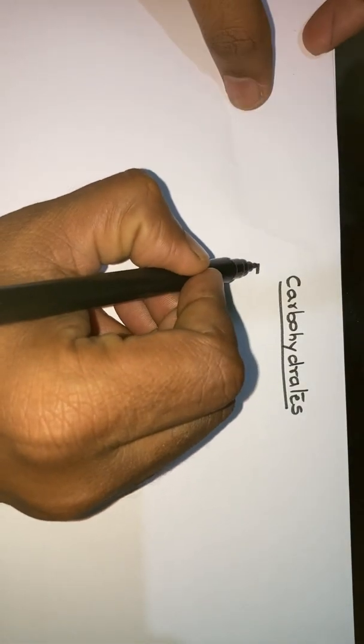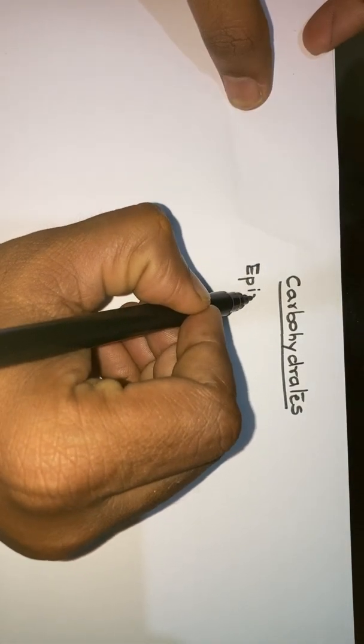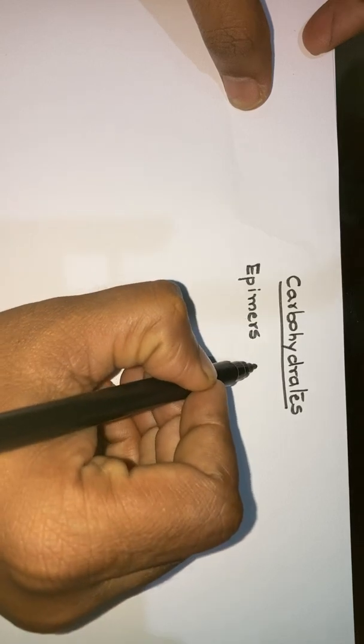Students, let us continue our discussion on the carbohydrates. In the last session we discussed the Ruff degradation. Today in this session we'll be discussing the epimers and the epimerization process. So let us see what epimers are first, and then epimerization.